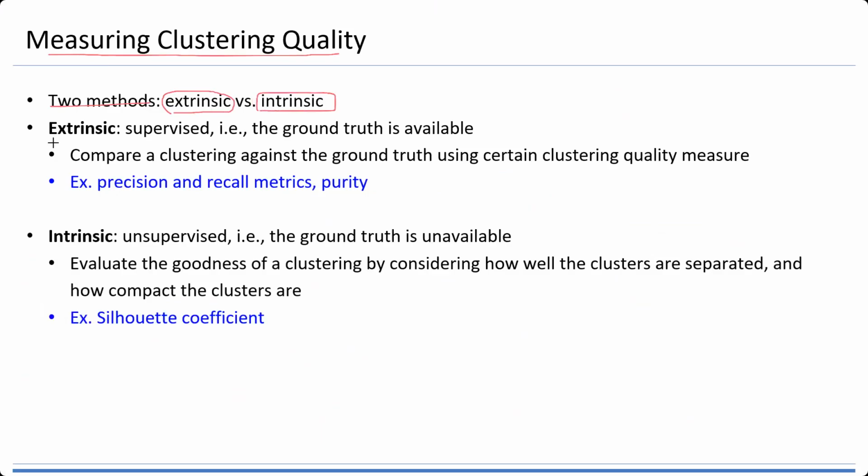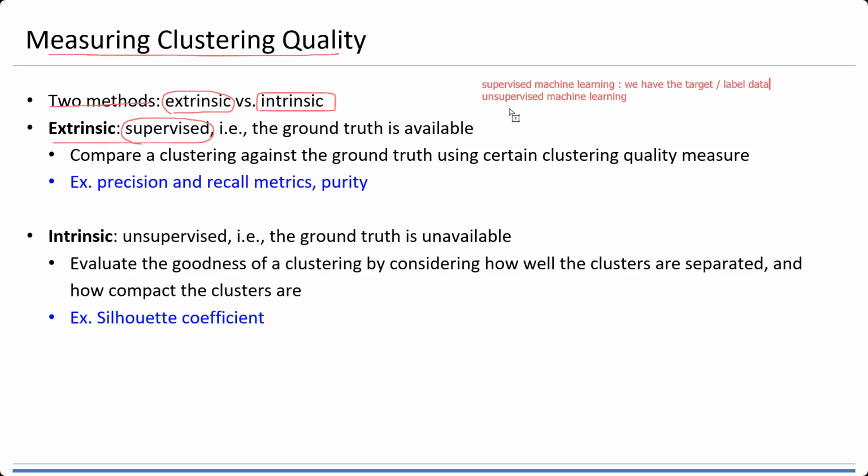Extrinsic means we want to do supervised. Do you know supervised? We have learned 2 things: supervised machine learning and unsupervised machine learning. What does it mean by supervised? It means we have the target or the label data.